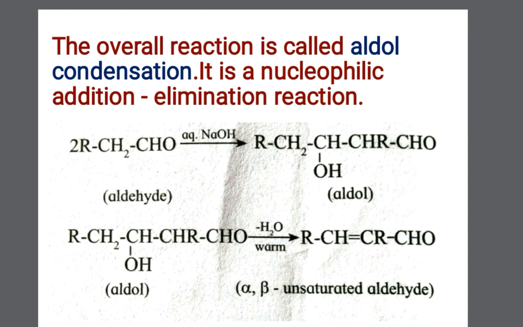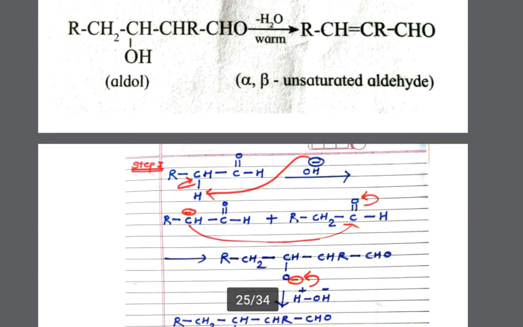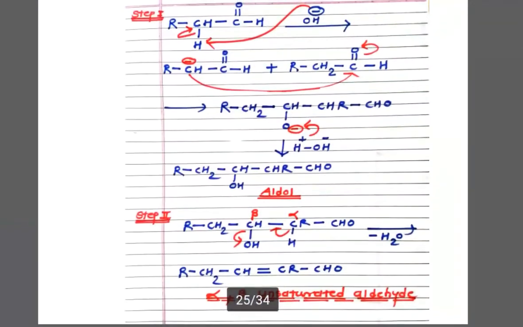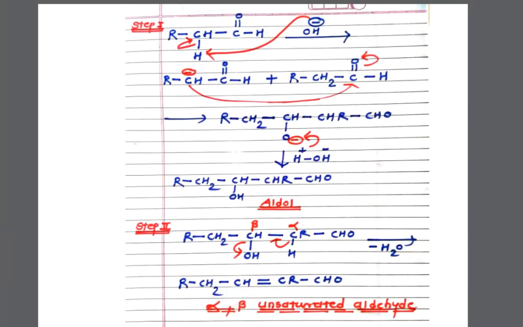It is an addition elimination type of reaction, because in the first step addition takes place and in the second step elimination takes place. So what is the actual mechanism of this aldol condensation? See here, I have written the mechanism in detail. So here is the reaction of aldol condensation. You know, in the reactant there are two molecules of aldehyde which react with base NaOH and form aldol. So in the reactant, there are two molecules of aldehyde present.